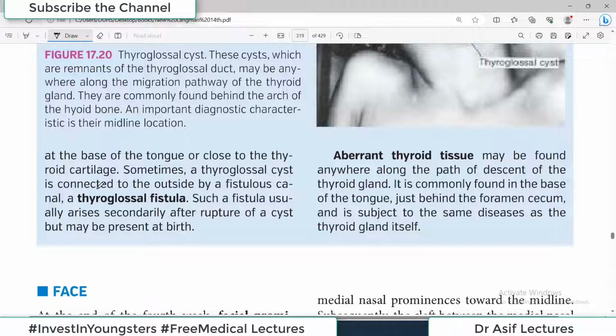Sometimes the thyroglossal duct is connected to the outside, and then it is called the thyroglossal fistula. And this is true for any sinus. So if any opening opens outward onto the skin, then that is known as a fistula.